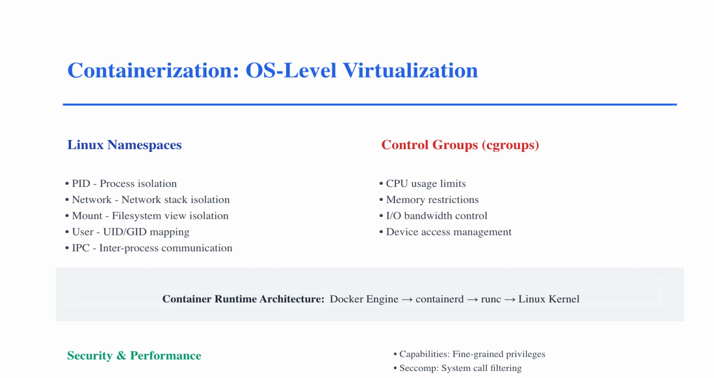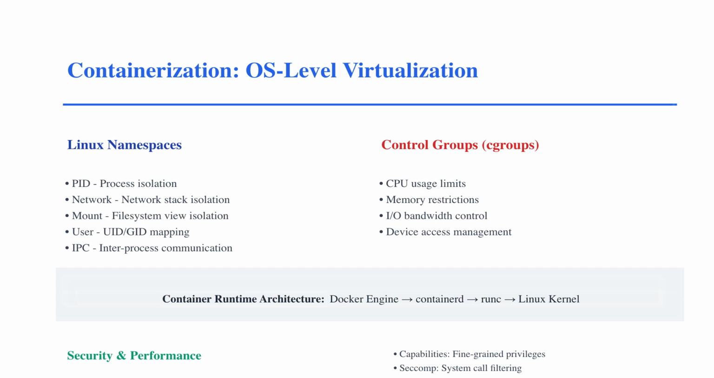Building on our exploration of hardware virtualization, let's now dive into containerization, a fundamentally different approach to resource isolation that operates at the operating system level rather than the hardware level. Containerization represents OS-level virtualization, which means we're creating isolated environments within a single operating system kernel, rather than virtualizing entire hardware stacks like we saw with hypervisors. The foundation of containerization lies in Linux namespaces, a kernel feature that provides process isolation by creating separate views of system resources.